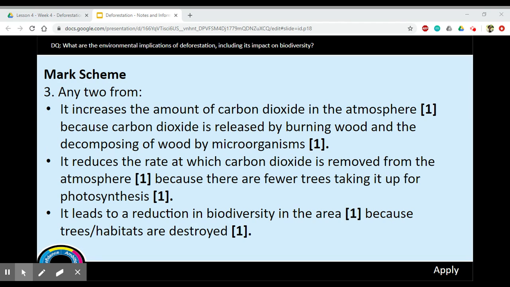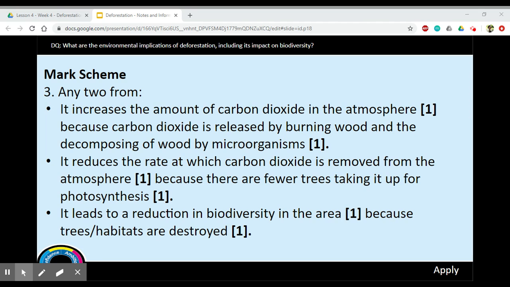And then it also leads to a reduction in biodiversity in the area because trees and habitats are being destroyed. So tot up all your marks. If you got any of them wrong, make a quick note of the right answer so you know for next time if you see that question again.